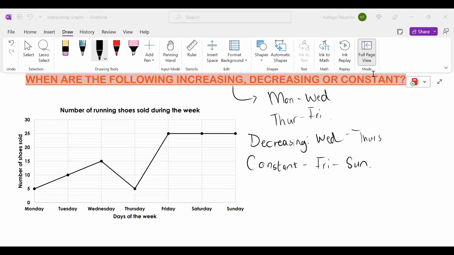Guys, my handwriting was better than this. But I'll solve it. Don't worry, don't worry.